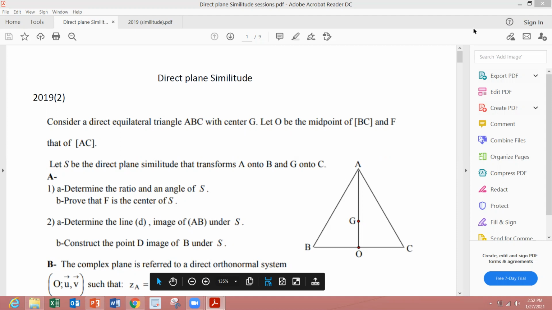Did you read the question? Read the question yesterday? Application four. No, let's read this one. I don't know. Right, let's start.